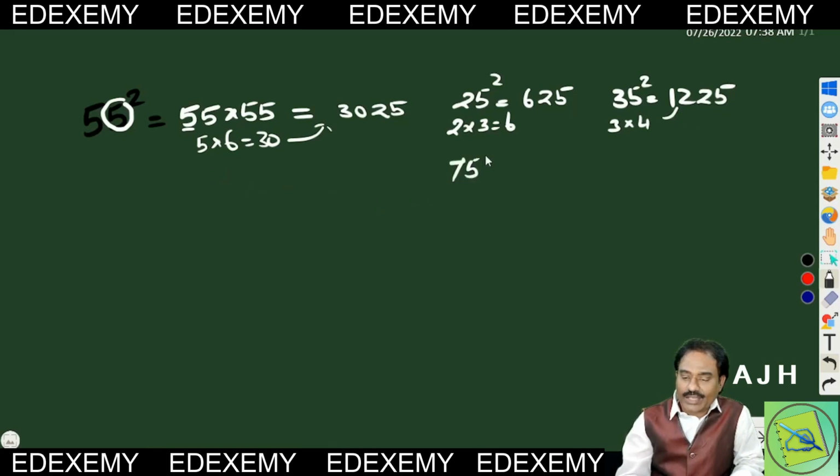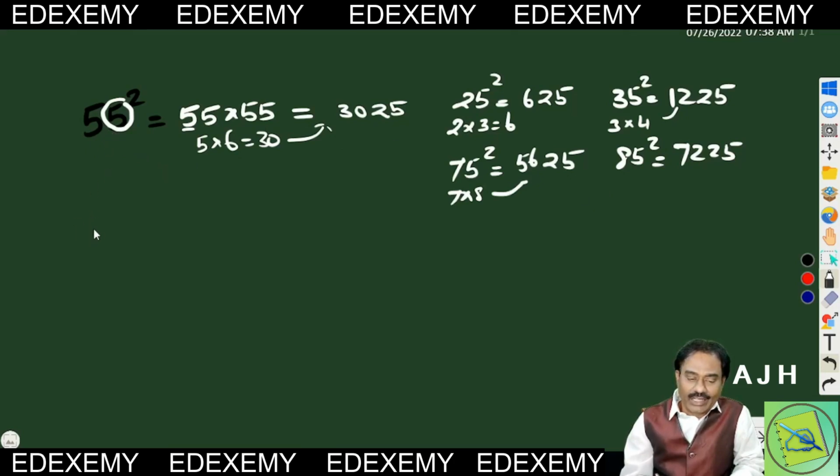Now we will take a bigger number, 75 square. 7 into 8 is 56 and 25. 5625 is the answer. Now we will apply this to 85 square. 8 into 9 is 72 and 25, 7225. Like this, we can find the squares within a second for the numbers which end in 5.